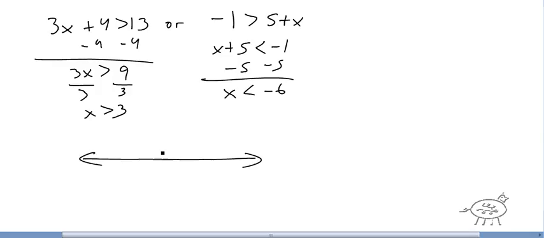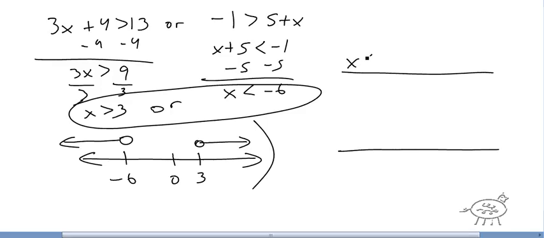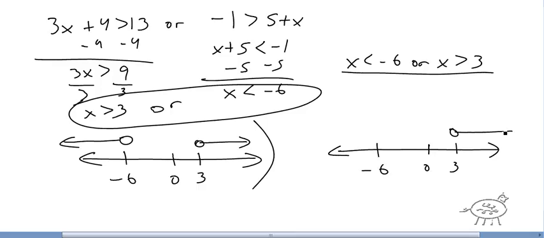Okay, make a quick graph. Here's negative 6. Here's 3. Here's 0. x is greater than 3 and less than negative 6. There we go. So that's actually my answer right here. And that's my graph. So again, here's your two blanks. You're going to say x is less than negative 6 or x is greater than 3. And then on the number line, you're going to just write the exact same thing down there. Okay, that's my answer. One more example, and then we're done.